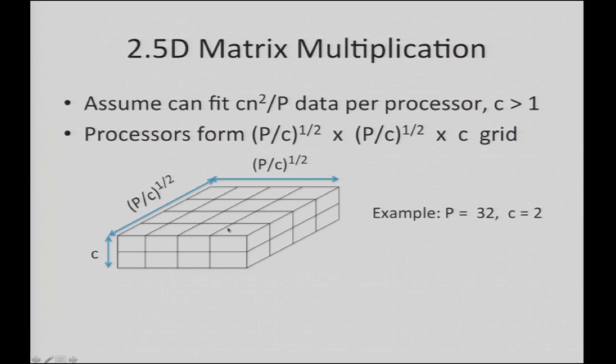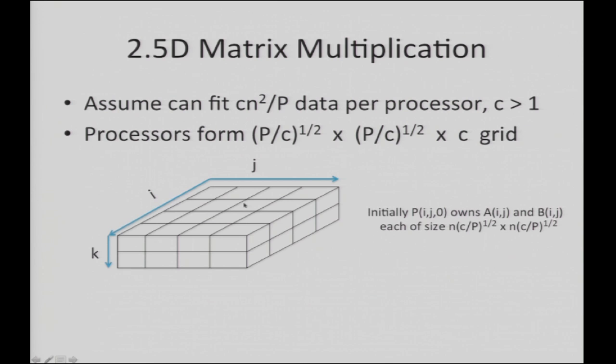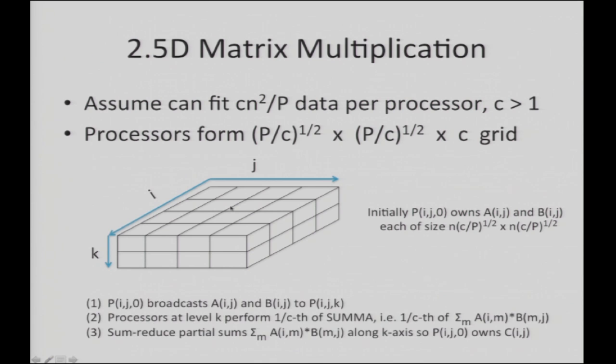Let me introduce those indices again so I can access all of the processors. Initially, I'm only going to have data stored on the top layer. I'm going to start with 1 copy of the data, and each of these processors will own a little subblock of A and B, the same as the picture I had before. So what is the algorithm? It's pretty simple. This processor is going to broadcast its copies of A and B down, so every layer is going to have a redundant copy of the data.